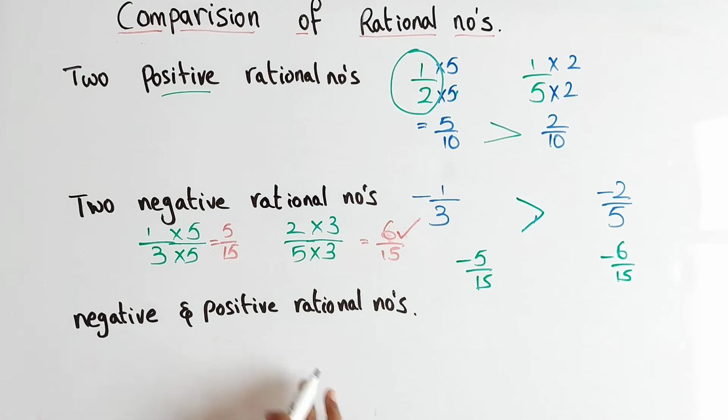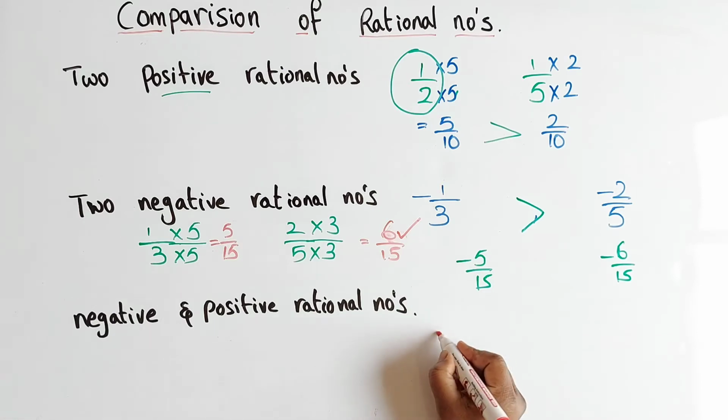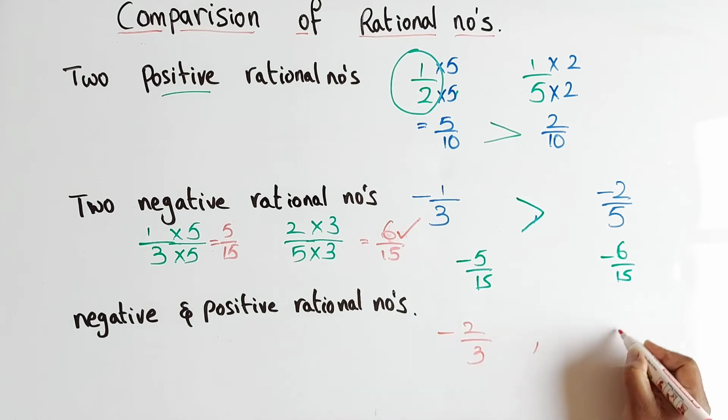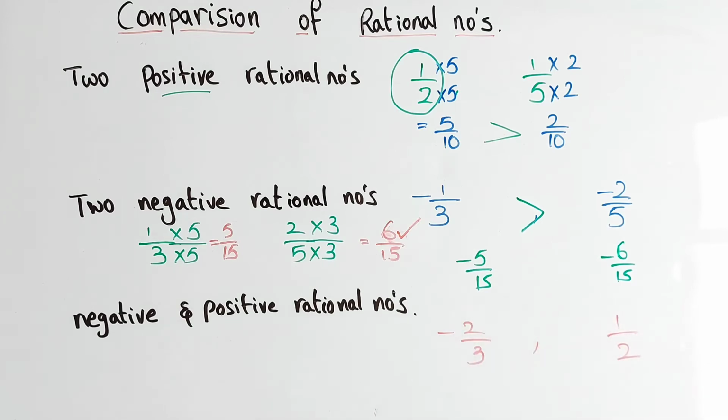Now negative and positive rational numbers. Let us take the example minus 2 by 3 and plus 1 by 2. Here it is very easy. Always a negative number is lesser than a positive number. No need to do all this simplification or explanation. Always a negative rational number is lesser than a positive number. Right, children?